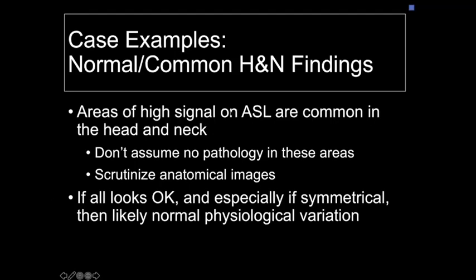Moving on to our case examples of normal or common head and neck findings, areas of high signal on ASL are common in many areas of the head and neck. Don't assume that there's no pathology in these areas. You have to scrutinize your anatomical images. But if everything looks okay, and especially if things are symmetrical, it is likely normal physiological variation.